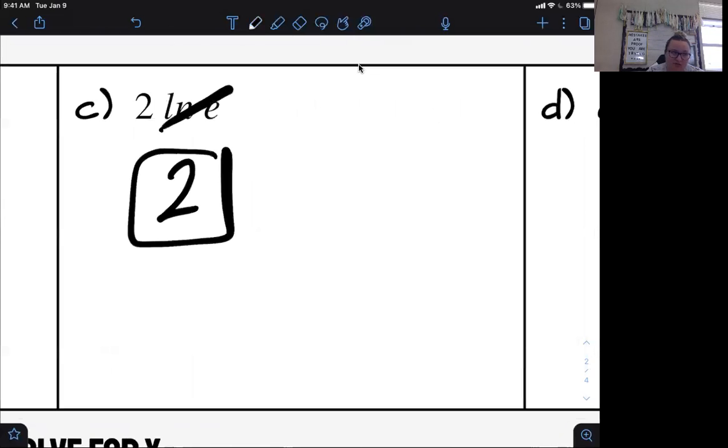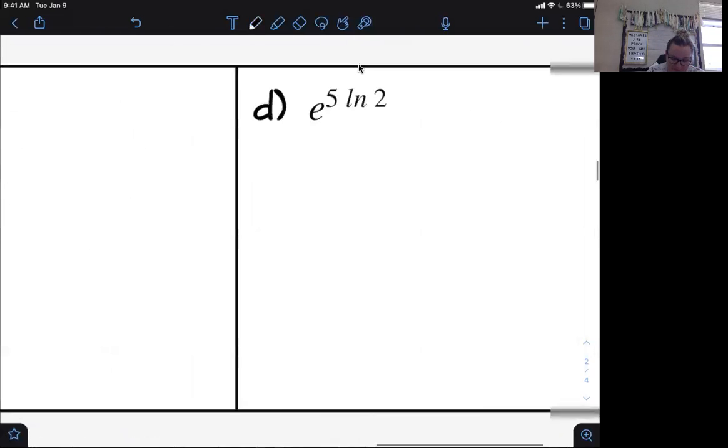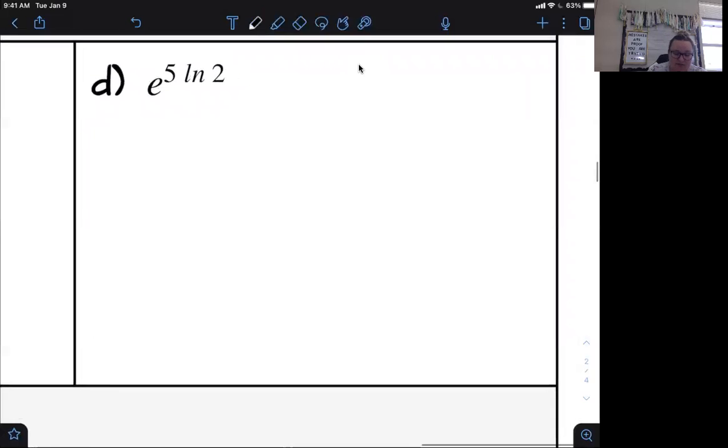The natural log of e is just 1. 1 times 2 is 2. All right, e to the 5 natural log of 2. So we can't just simplify this like we did the very first one. We need to use the power property first to bring this 5 back inside the log that's in the exponent. So e to the natural log of 2 to the 5th.